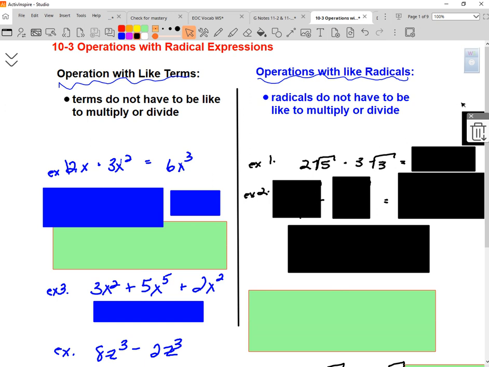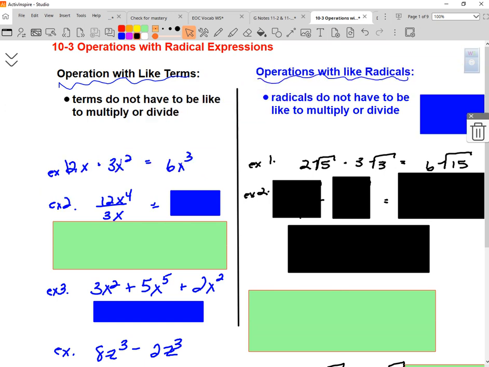Jacob, do you know? It's okay. 2 square roots of 5 times 3 square roots of 3. Coefficient times coefficient, right? Right, so remember, coefficient times coefficient, radical times radical. This is what we just finished working on for the last 2 or 3 days. Okay?